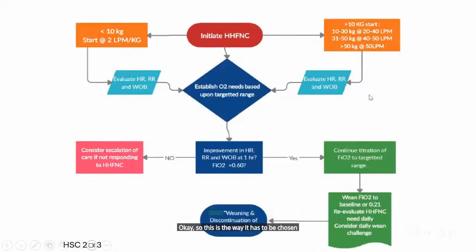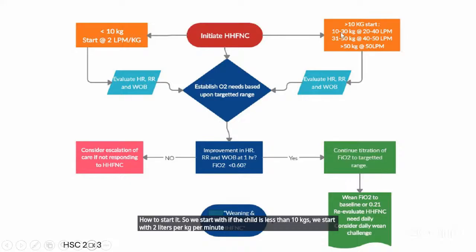How to start it? If the child is less than 10 kgs, we start with 2 liters per kg per minute. And if the child is more than 10 kgs, for every kg above 10, we increase by 0.5 liter per kg extra, or there is a fixed combination, maximum going up to 50 to 60 liters.